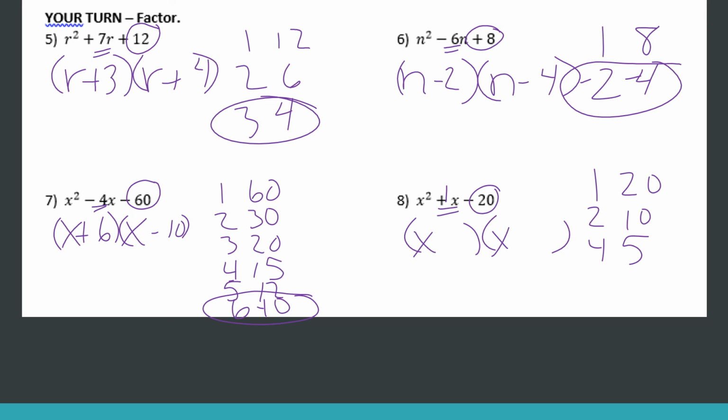Okay, so when I look at that, the only one that's going to give me a difference of 1 is 4 and 5. But because I'm subtracting them, something is negative. And I want the 4 to be negative because what I want is that positive 1 left over. So minus 4 and positive 5. So negative 4 times 5 is negative 20, which I want at the end there. And negative 4 plus 5 is positive 1, which I want in the middle. Okay, so hopefully you're able to get those.